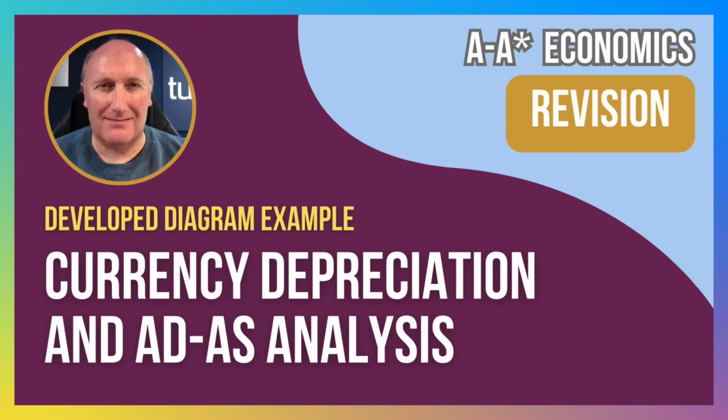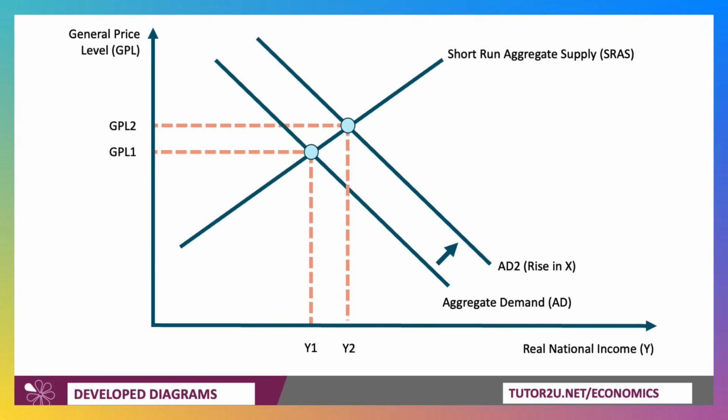My third example is currency depreciation using ADAS analysis. Now, when a currency depreciates, typically it provides a lift or a boost to exports because a weaker pound or weaker dollar makes exports priced in those currencies cheaper in global markets. And this diagram shows the impact on aggregate demand of a rise in exports from AD1, if you like, to AD2. Now, that leads to an increase in real national output and a potential rise in the price level. You could develop the diagram by shifting it out further and saying there's an export multiplier effect.